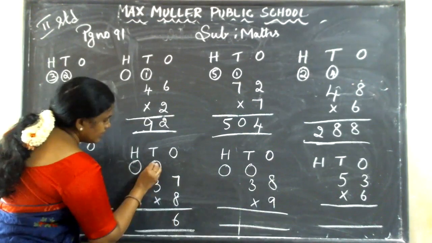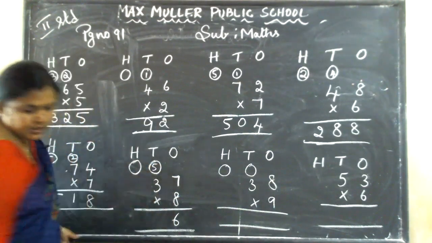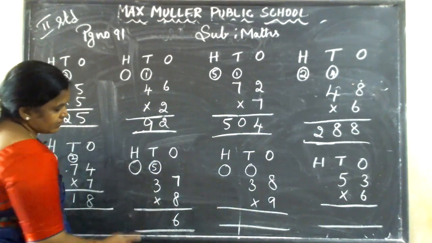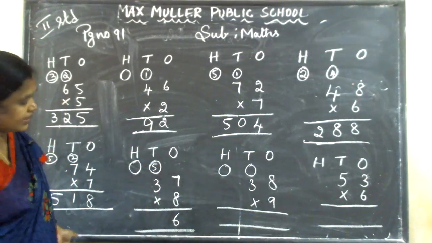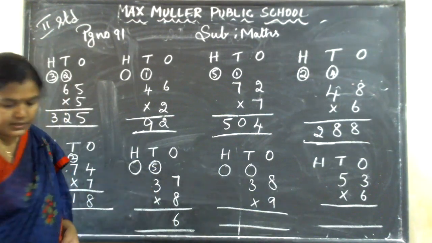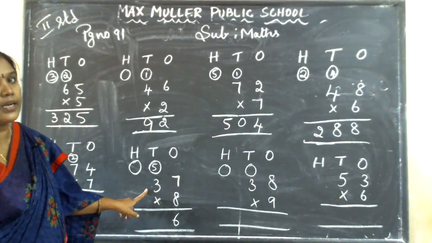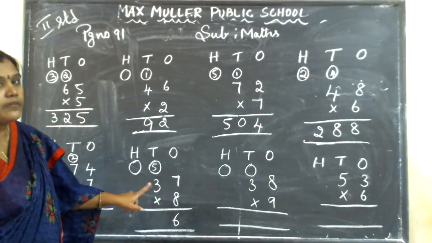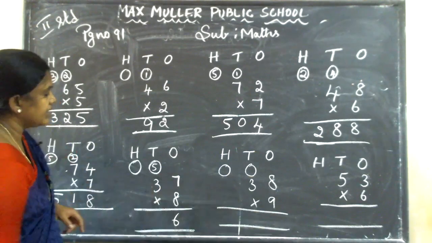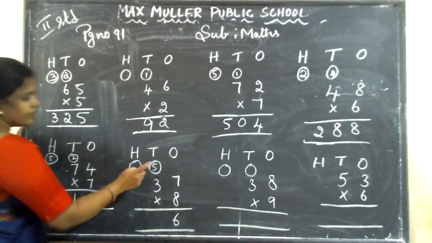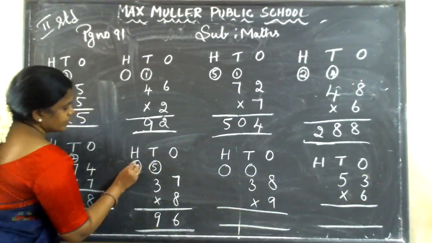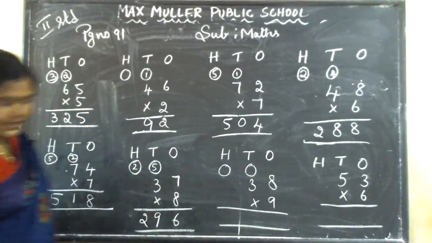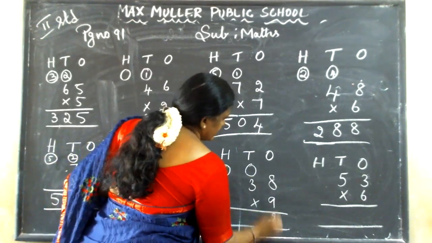6 you write here. 5. 8 3s are how much, children? Okay, now sorry. Say the 3 table. 3 1s are 3, 3 2s are 6, 3 3s are 9, 3 4s are 12, 3 5s are 15, 3 6s are 18, 3 7s are 21, 3 8s are 24. 24 plus 5, 29. 296. Now 9 8s are 72.